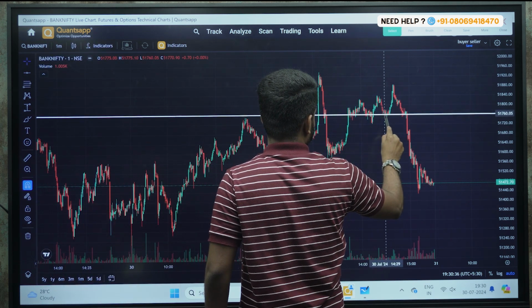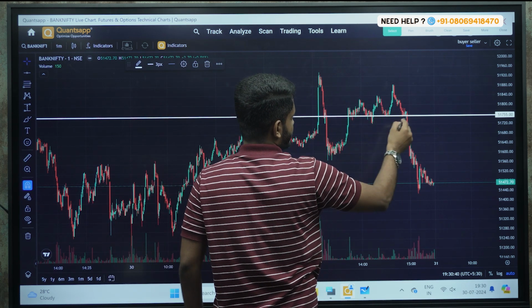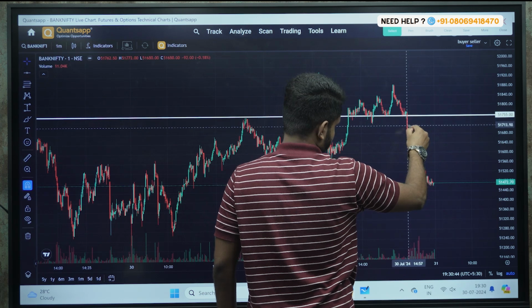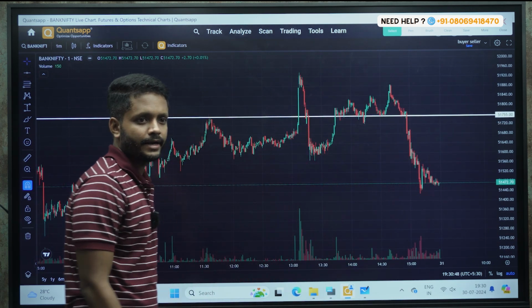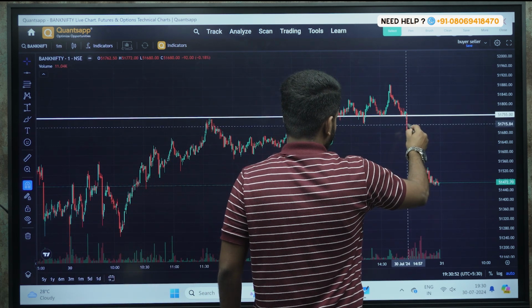Check this. A proper consolidation, a sideways range, and then a fall. So at what time did this trade get triggered? This got triggered at 3 p.m. So usually we won't initiate any sort of intraday trade around 3 p.m. But still, if you want to check out the concept, we can definitely go and check out.